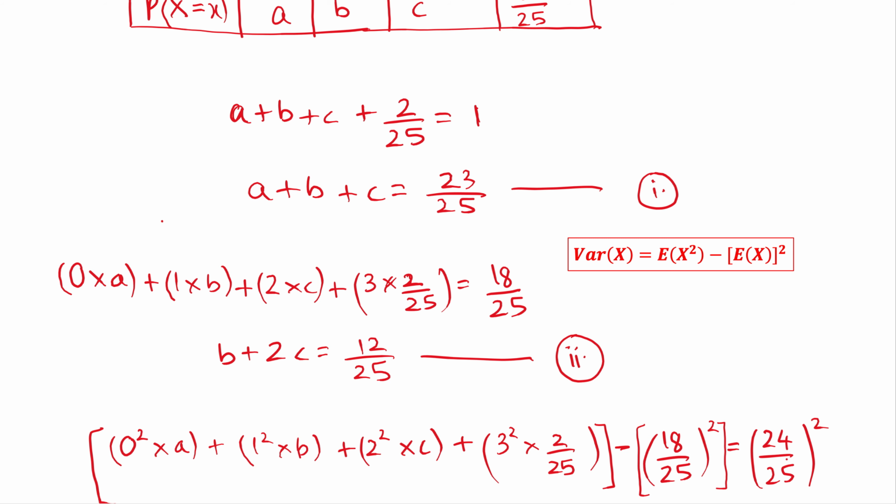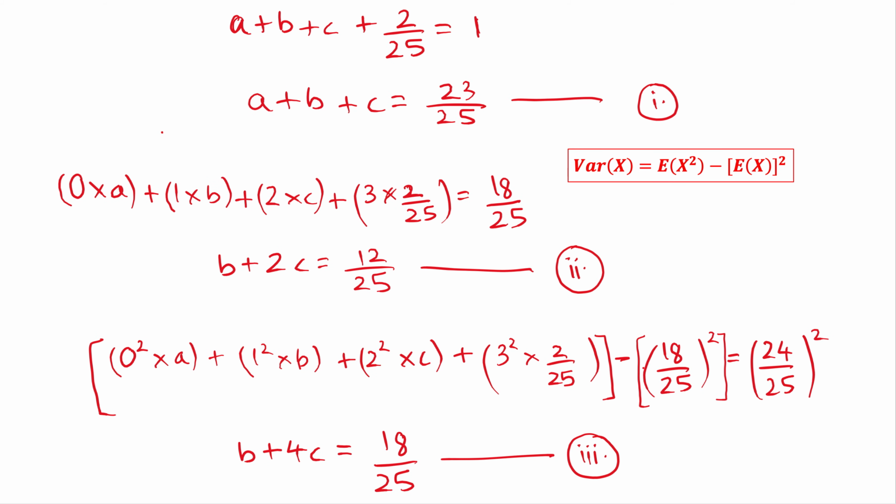So 24/25 squared. From here, if we simplify this using a calculator, this will be 0, this will be b, 2 squared times c will give us 4c. And then we can use a calculator to solve this, and this will give us b plus 4c is equal to 18/25. So now we have 3 equations in terms of these variables, and now we can solve for these variables using a calculator.